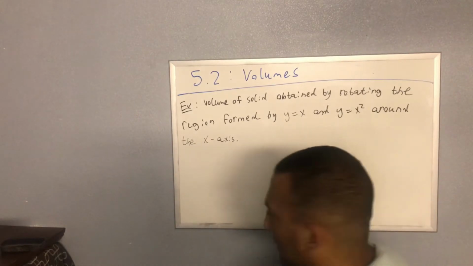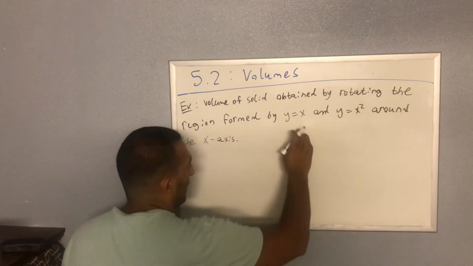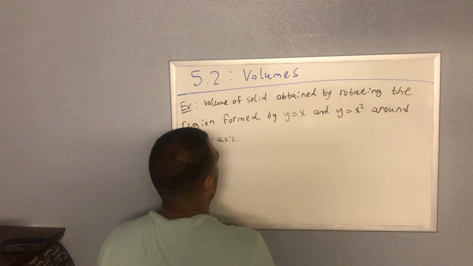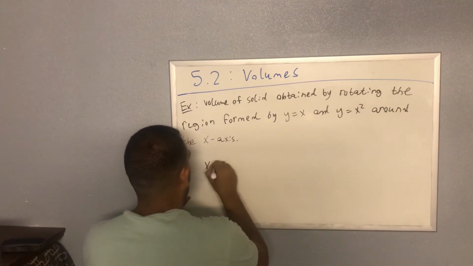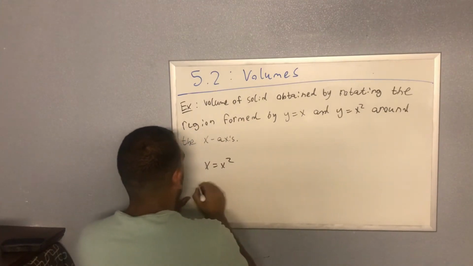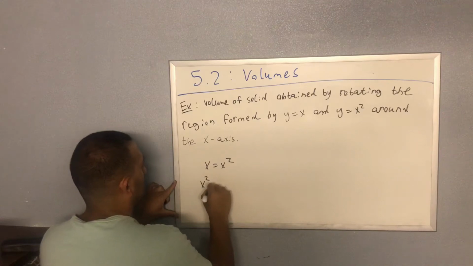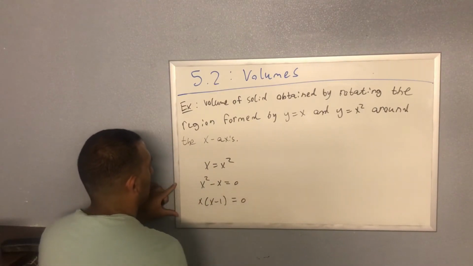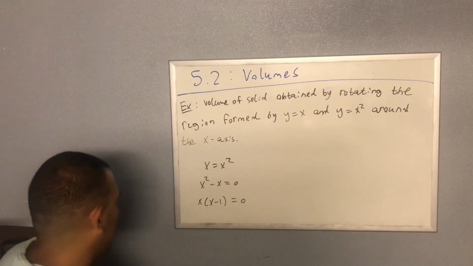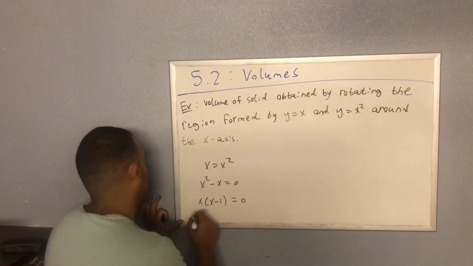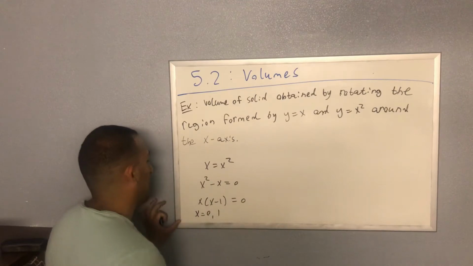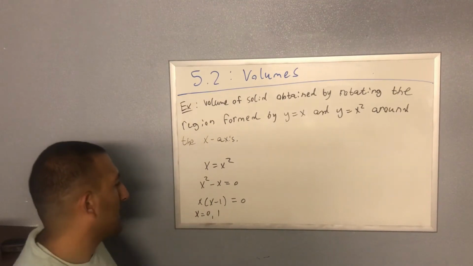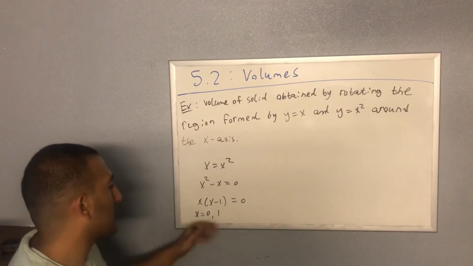Okay, so let's see where these two curves first intersect. If you take x, set that equal to x squared, that means that x squared minus x is 0. Pull out an x, and you get this, meaning that x equals 0 and 1 are the intersecting points, the x coordinates.